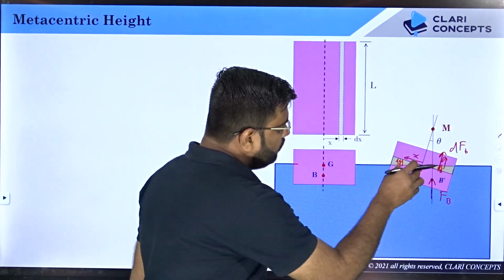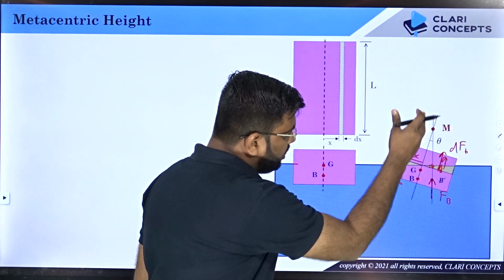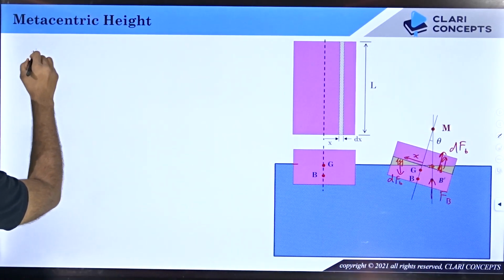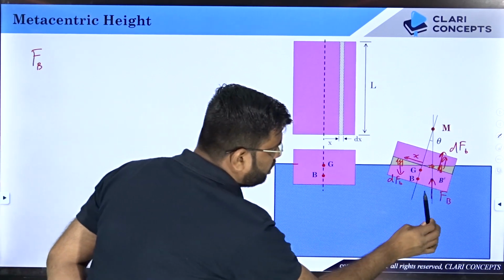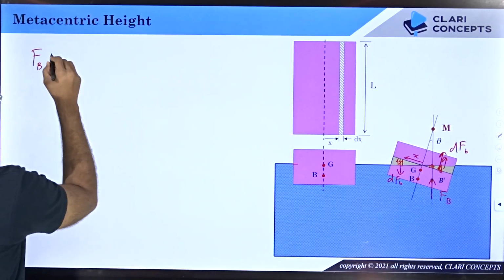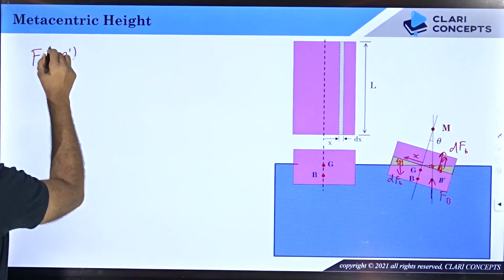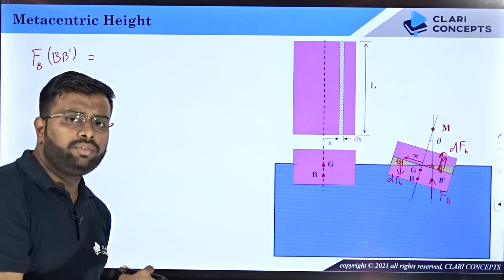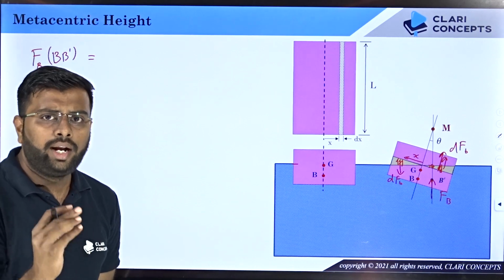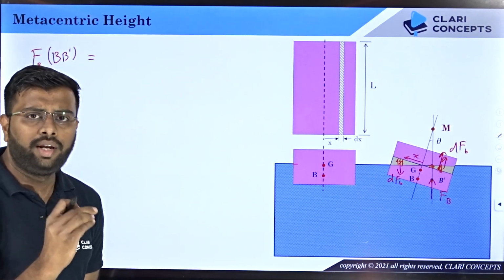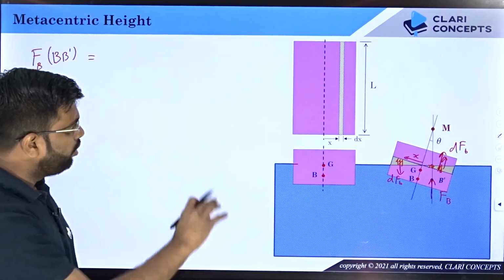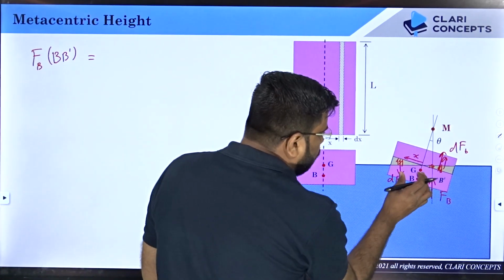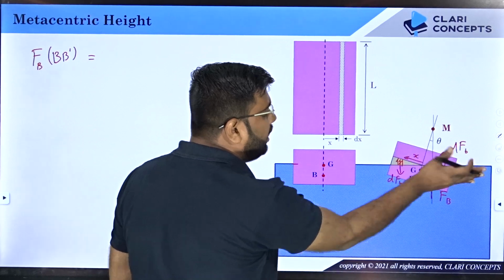Now the moment due to this extra force from the center line should be equal to the moment by the buoyancy force. Let's say the moment by buoyancy force is equal to FB into BB dash. This lecture will be a little mathematics intensive, so I request you to kindly concentrate. At the end of the lecture you will get a beautiful equation. If you understand each and every element of that equation, I am 100% sure you will get the conceptual clarity of this particular topic. So this moment should be equal to the moment by the extra buoyancy forces, right?